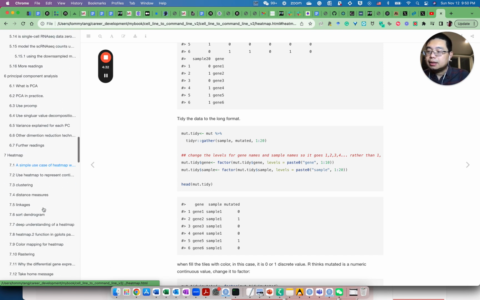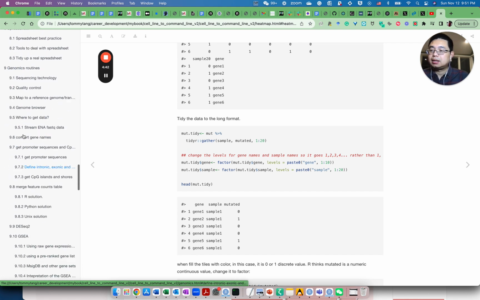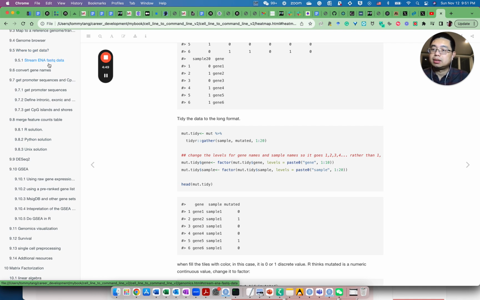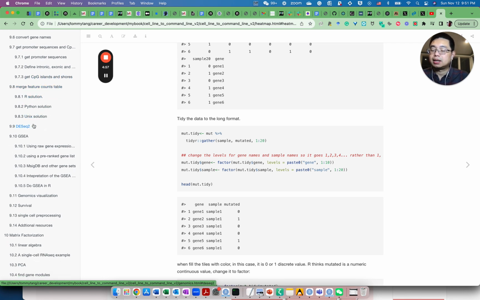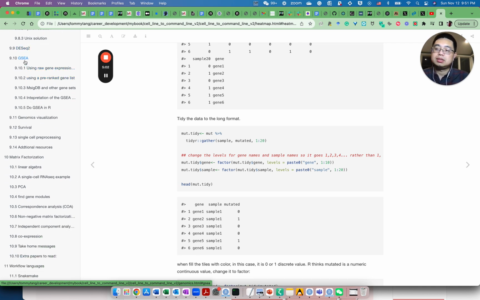and later I will talk about how to use spreadsheets efficiently and follow best practices. And in chapter 9, I share with you some of the genomics routines, for example, how to stream the FASTQ files from ENA, how to get the promoter sequences, get CpG islands, and those are all codes that you can follow, and how to run DESeq2, how to run gene set enrichment analysis, and even better, how to understand GSEA analysis.